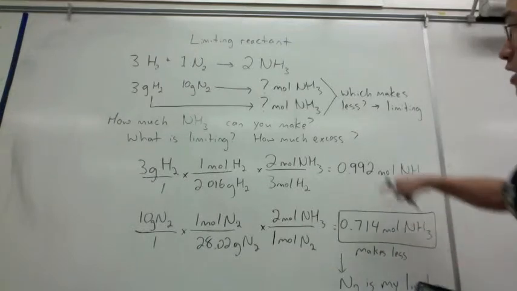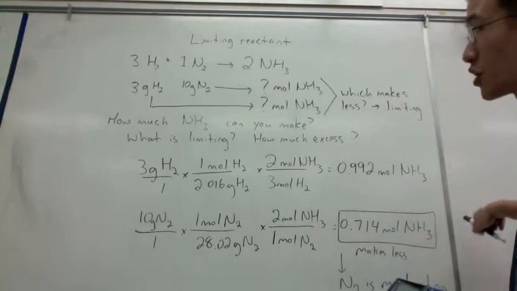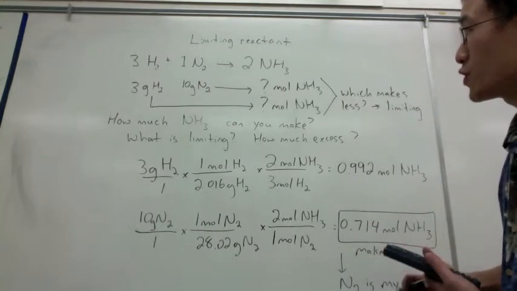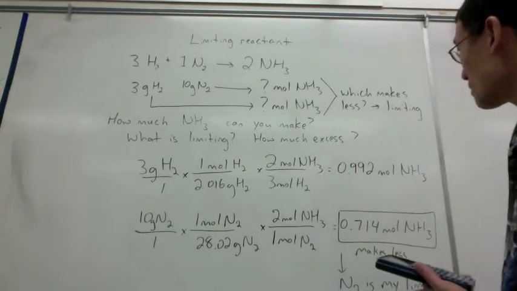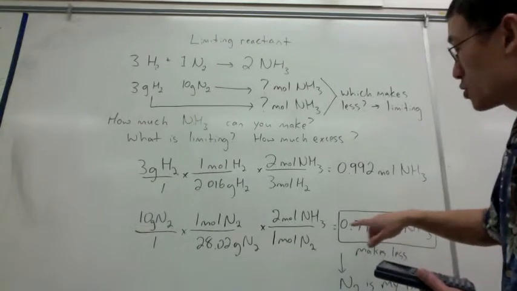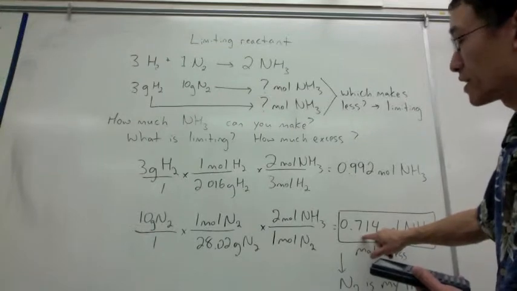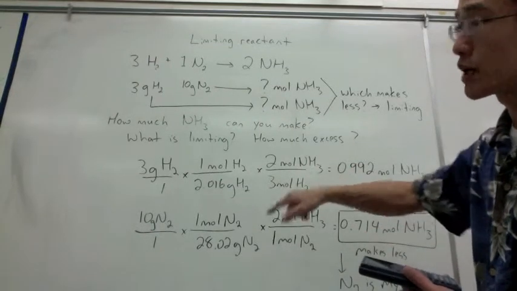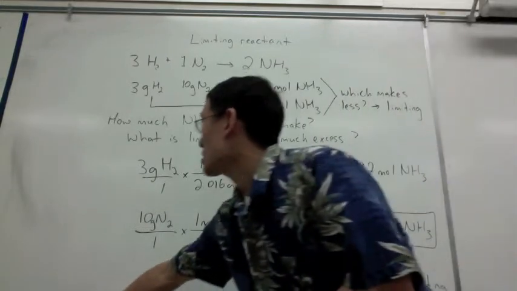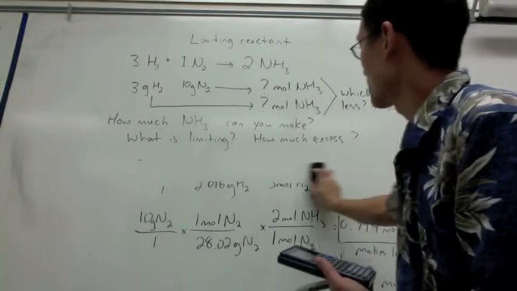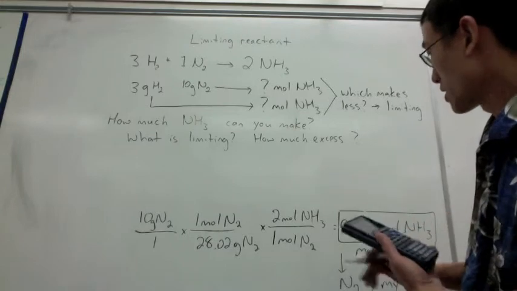Now, that also tells me how much ammonia I can make. If I had to do that in grams, I could just take that and multiply it by the molar mass. So if you want to figure out how much excess I have left over, because I know that this is my limiting reactant, I can determine from this number how much hydrogen I need to do this reaction. There's a couple ways of doing this, but one way is, because I know this is the amount I'm going to make, that's a given number now.